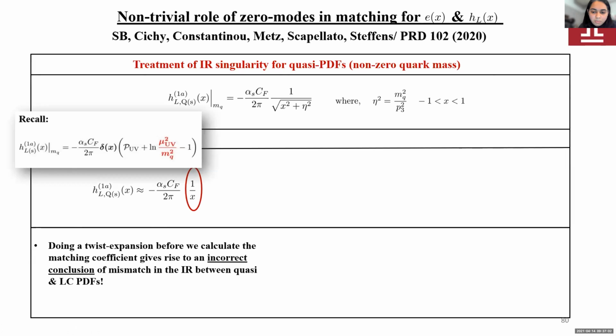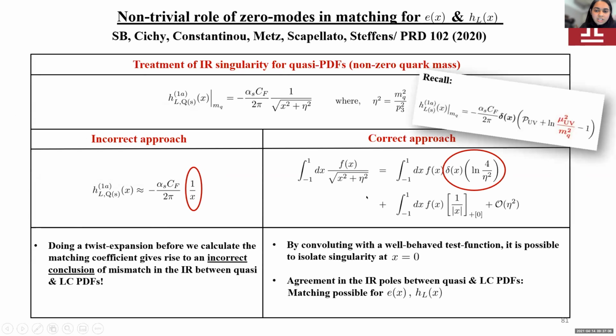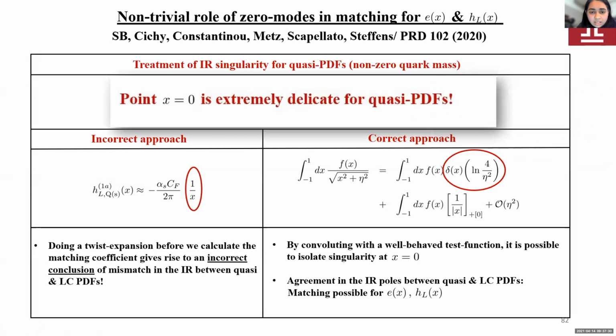But you have to keep in mind that in matching formulas, we have integrals. So we treated our quasi-PDF results in the form of a distribution and showed that you can rewrite your result such that you exactly recreate the effect of the delta function with the singularity to leading order in the expansion of the infrared regulator, and hence everything is fine. So the point x equal to 0 is pretty delicate for quasi-PDFs.